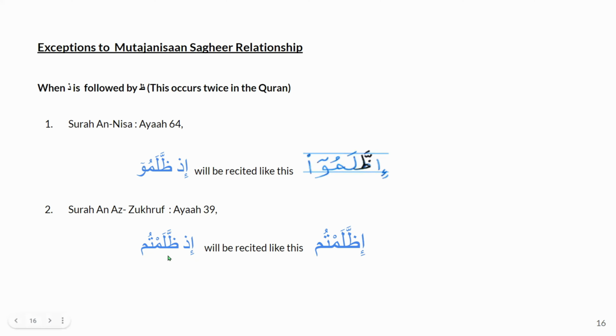a Saghir relationship, where letter Zal is the first one, we will do idgham kamil here. We will directly go to letter Dha, and this is how we will recite it: Izzalamtum. And we will not recite letter Zal at all. We will not do izhar of letter Zal like this: Izzalamtum. This is not how we will recite it. In fact, by doing idgham kamil, we will recite it like this.